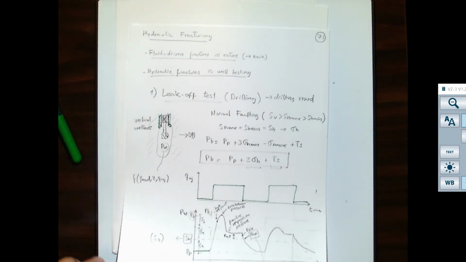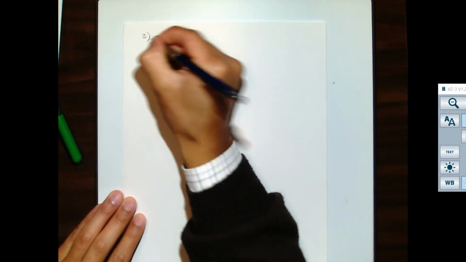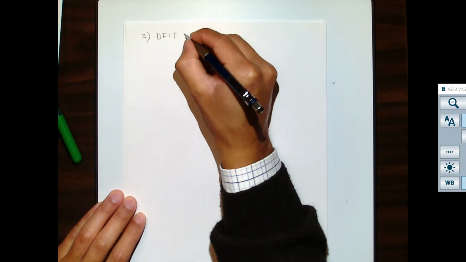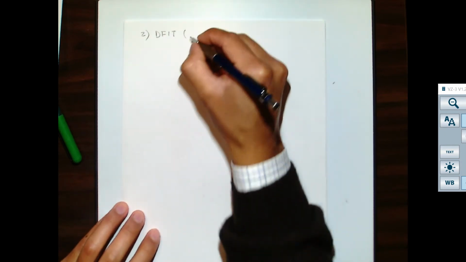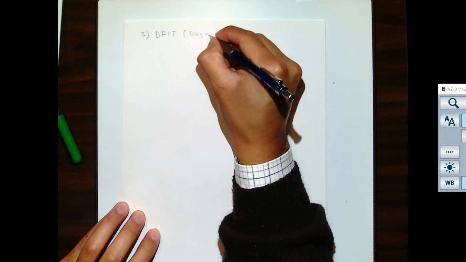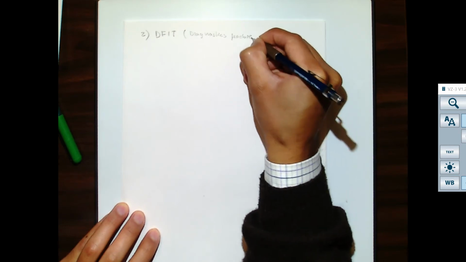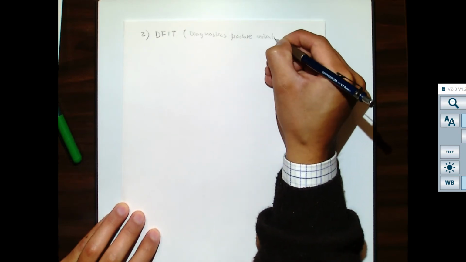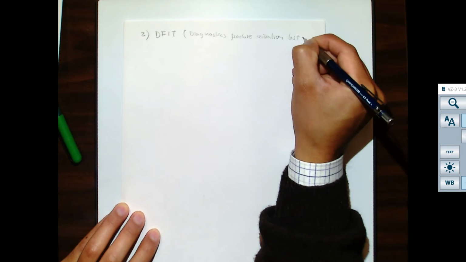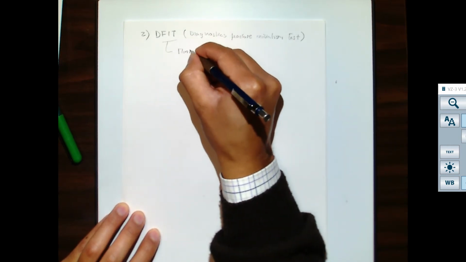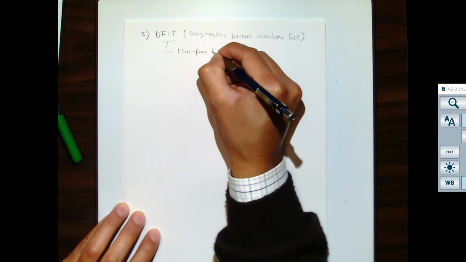Let's see the second type of test, which is very similar to this one. This one is called the DFIT test, and that stands for Diagnostic Fracture Injection Test, and some other times it also goes by the name of the mini-frac test.